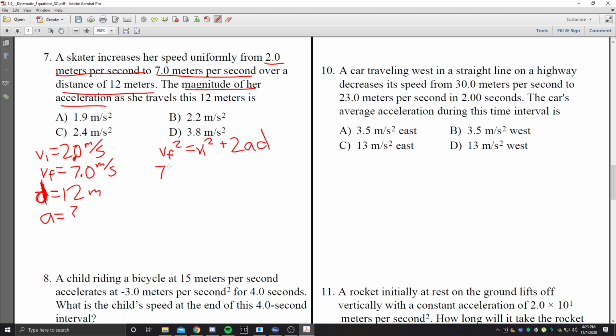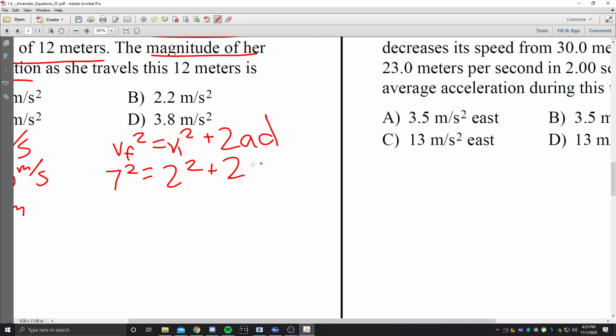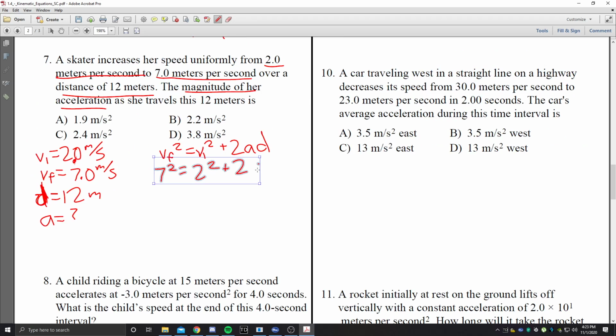We know VF, which is 7 squared. We know VI, which is 2 squared. And we know A. Well, we want to find out what A is. And we know what D is, 12.